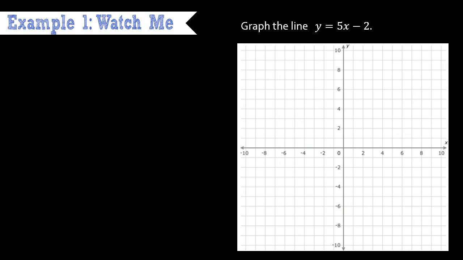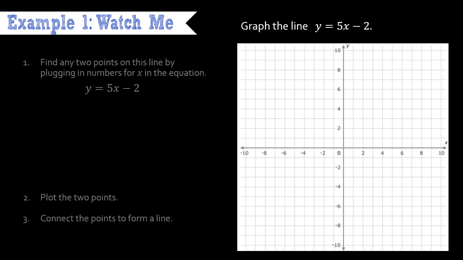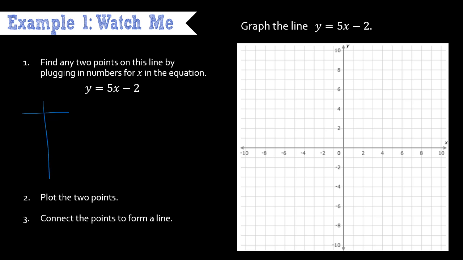Okay, so in this first example, we are going to graph the line y equals 5x minus 2. To do this, we're going to find any 2 points on this line by plugging in numbers for x in the equation. A great way to do this is to make a table. So I have my x and my y coordinate. Remember, this is your input and this is your output. So we're going to input numbers for x to figure out what my y, or my output, is going to equal.